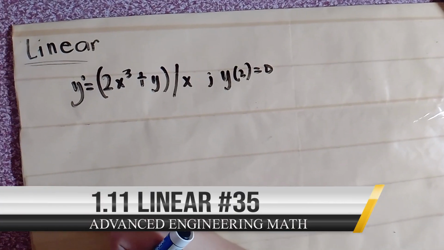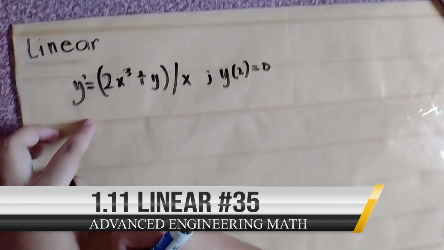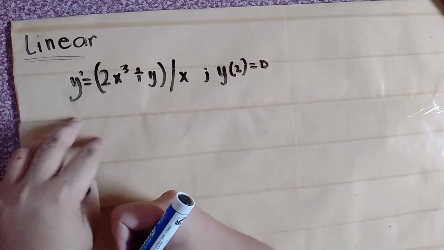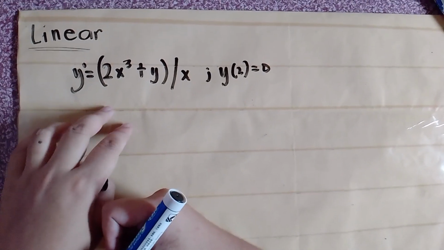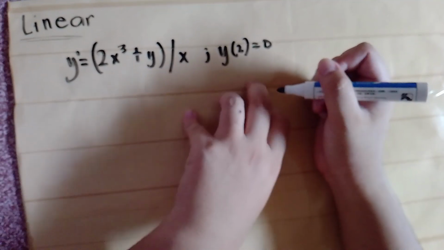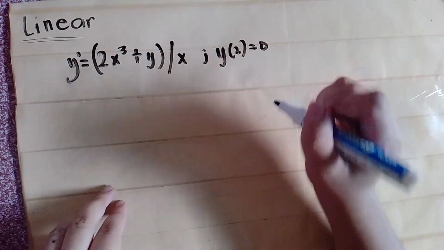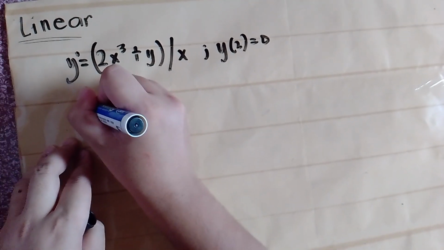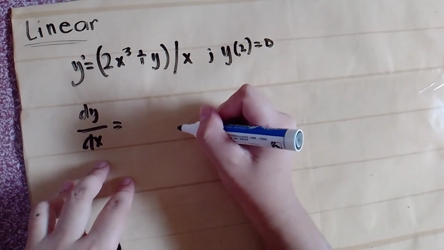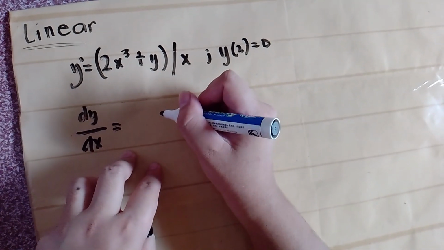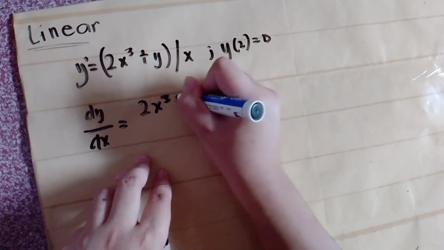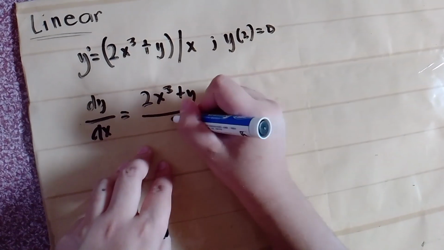For this video, we're going to solve linear equations. So, we have our problem here. We have our example of a linear equation, y prime is equal to 2x cubed plus y over x, and we have the condition y of 2 is equal to 0. So, y prime is dy over dx equals 2x cubed plus y over x.